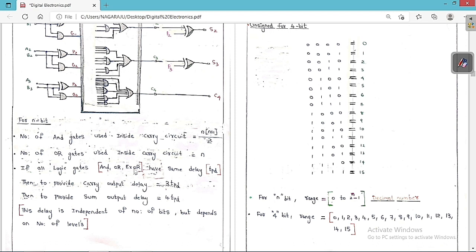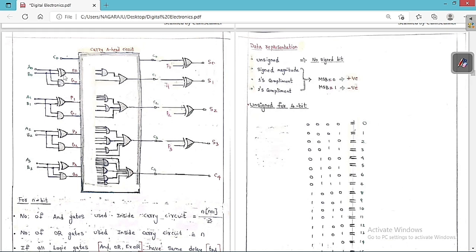We have used only XOR gate, AND gate and OR gate here. Suppose all logic gates, AND gate, OR gate and XOR gate, have the same propagation delay. Then to provide the carry output delay, we require 3 TPD. Basically, all the gates used in the circuit have the same delay, and the time required to get the carry results is 3 TPD.